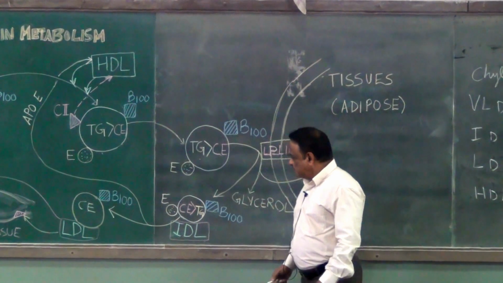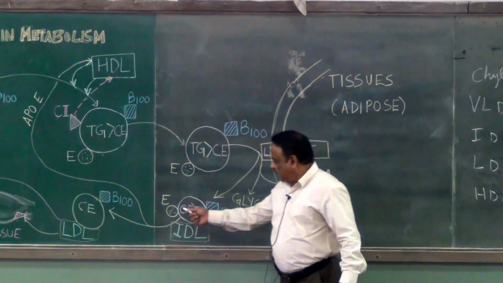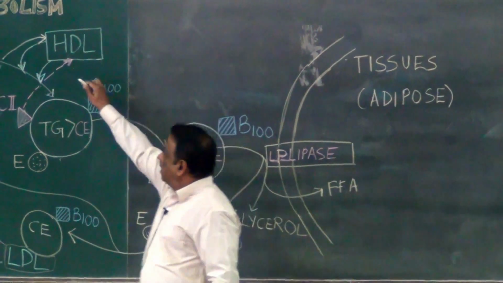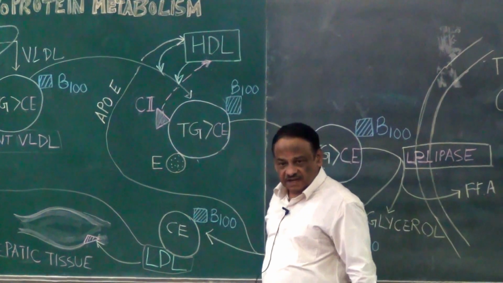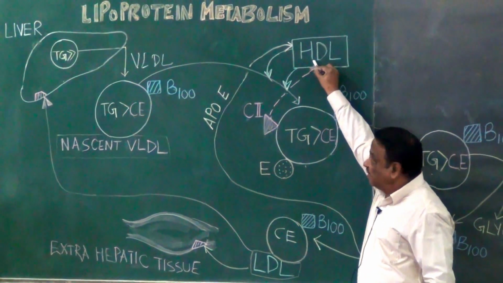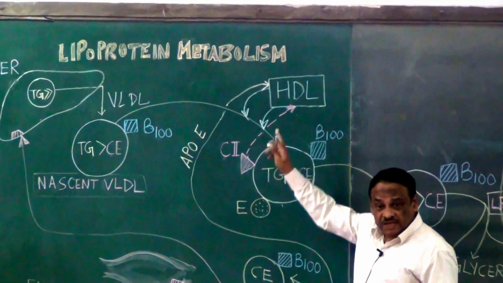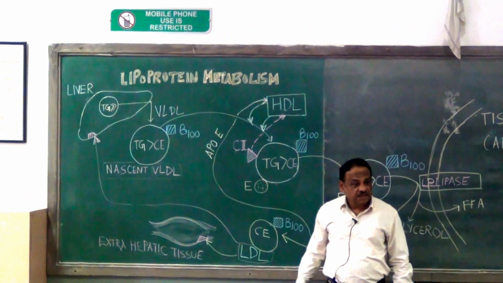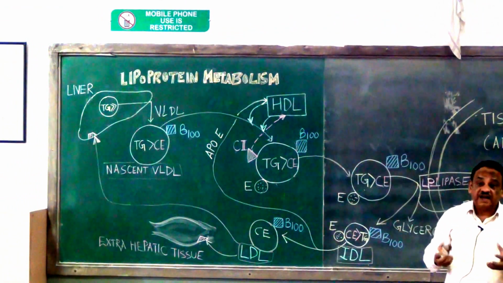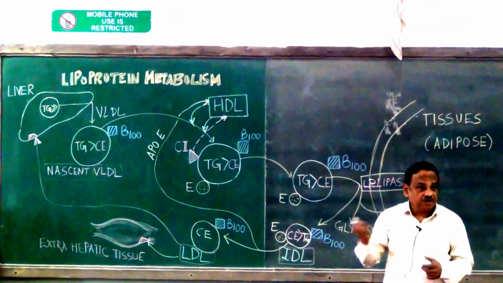Now in the next step, you can see that the ApoE is returning back to the HDL. ApoC has returned and ApoE also has gone back. So C and E, which VLDL had received from HDL, have gone back.